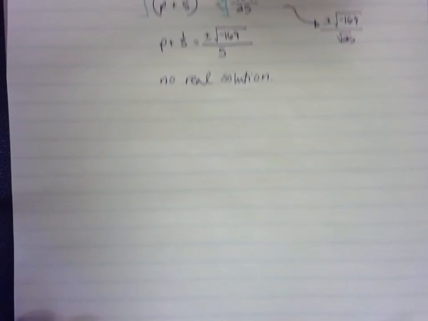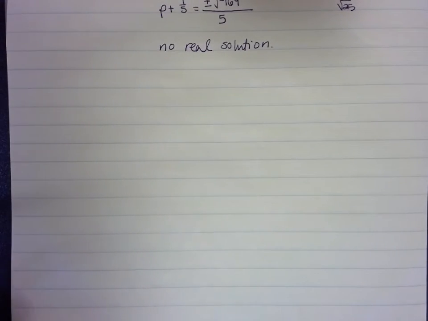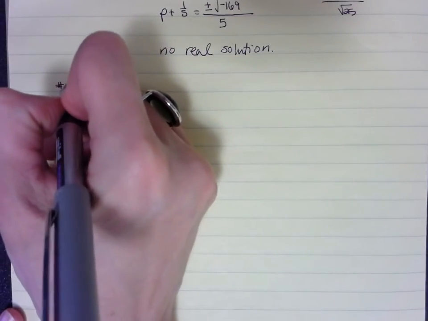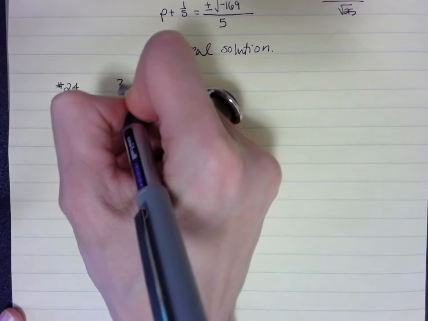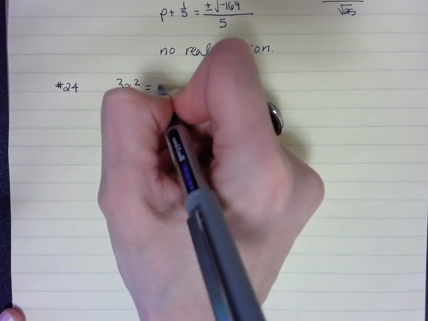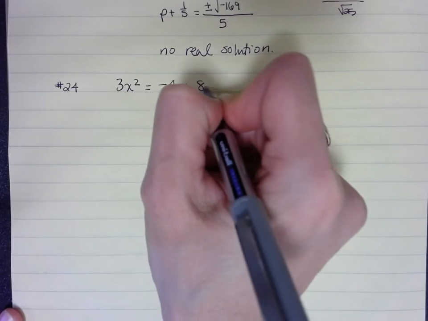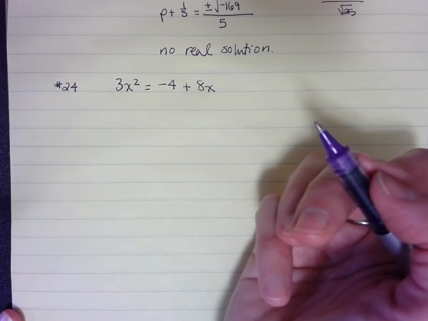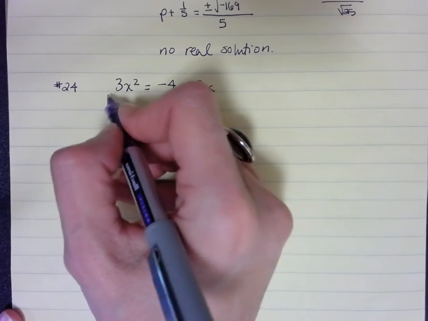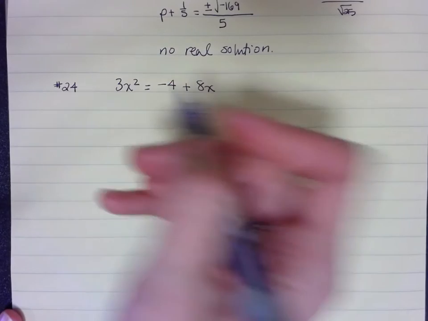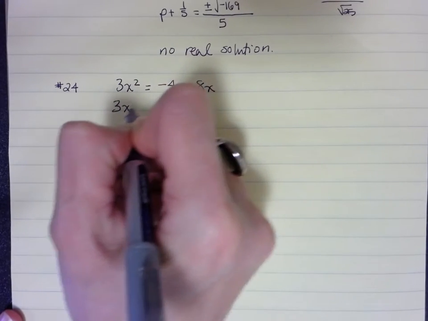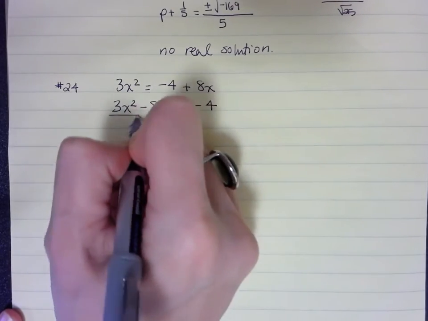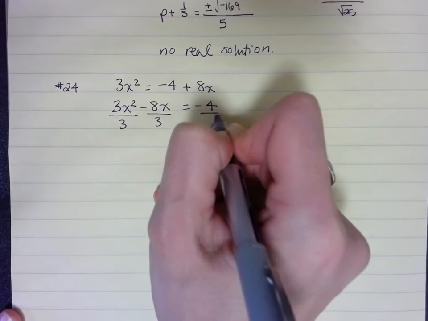And last is number 24. So let's hope we have a real solution for number 24, because I'm kind of bored with not having real solutions. So number 24 is going to be 3x squared equals negative 4 plus 8x. Let's see. I can do this a couple of ways. I can either bring my 8x over, or I can first divide everything through by 3. I'm going to bring my 8x over, just because I can. Minus 8x equals negative 4.